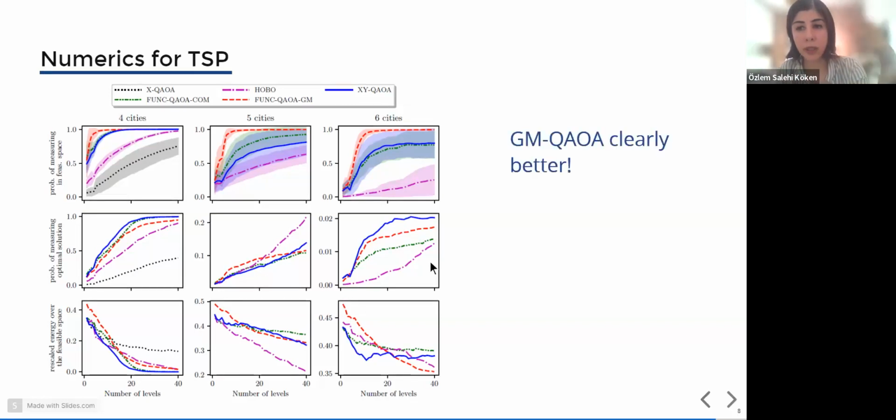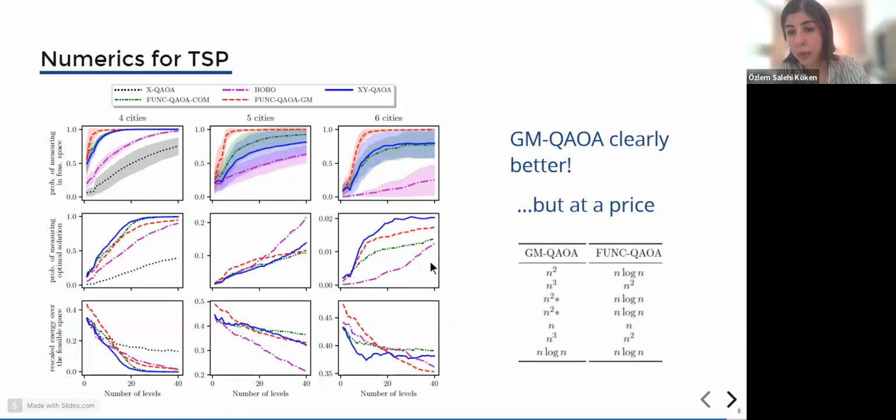We did not include GM-QAOA here because it was really the best when you put it in those pictures. But the problem is, it's really costly to prepare it. It has n-cubed gates, that is n squared, etc. So it's really costly to use GM-QAOA.